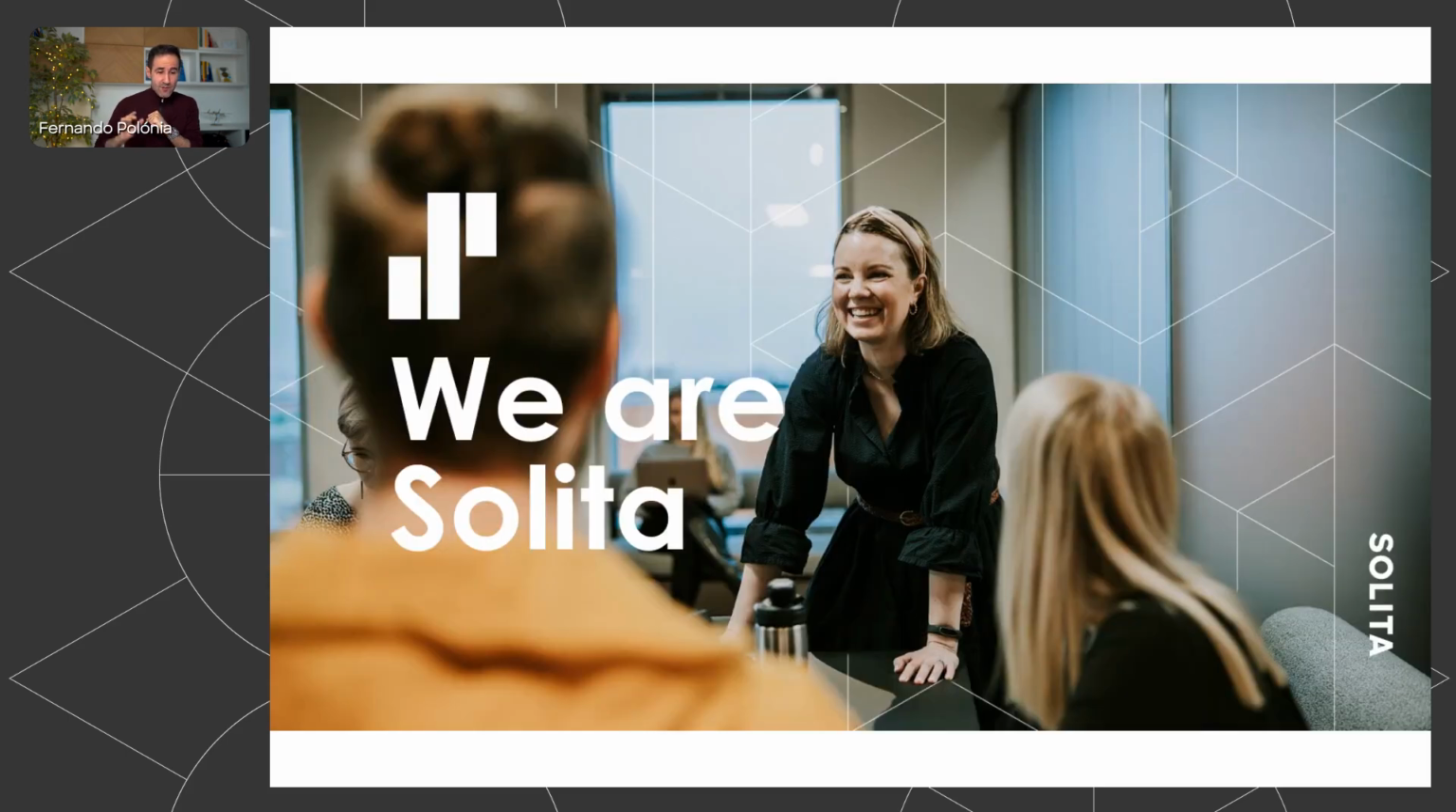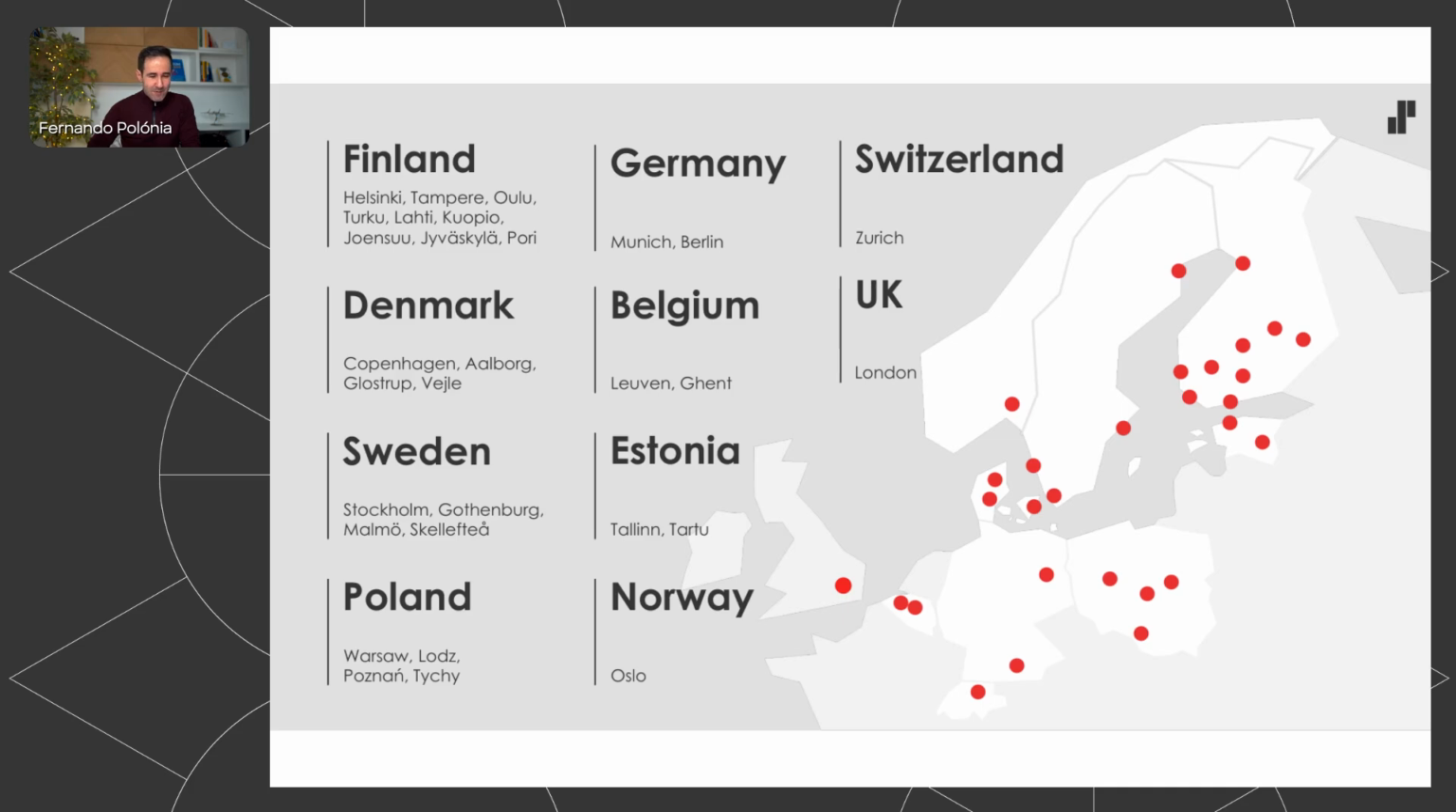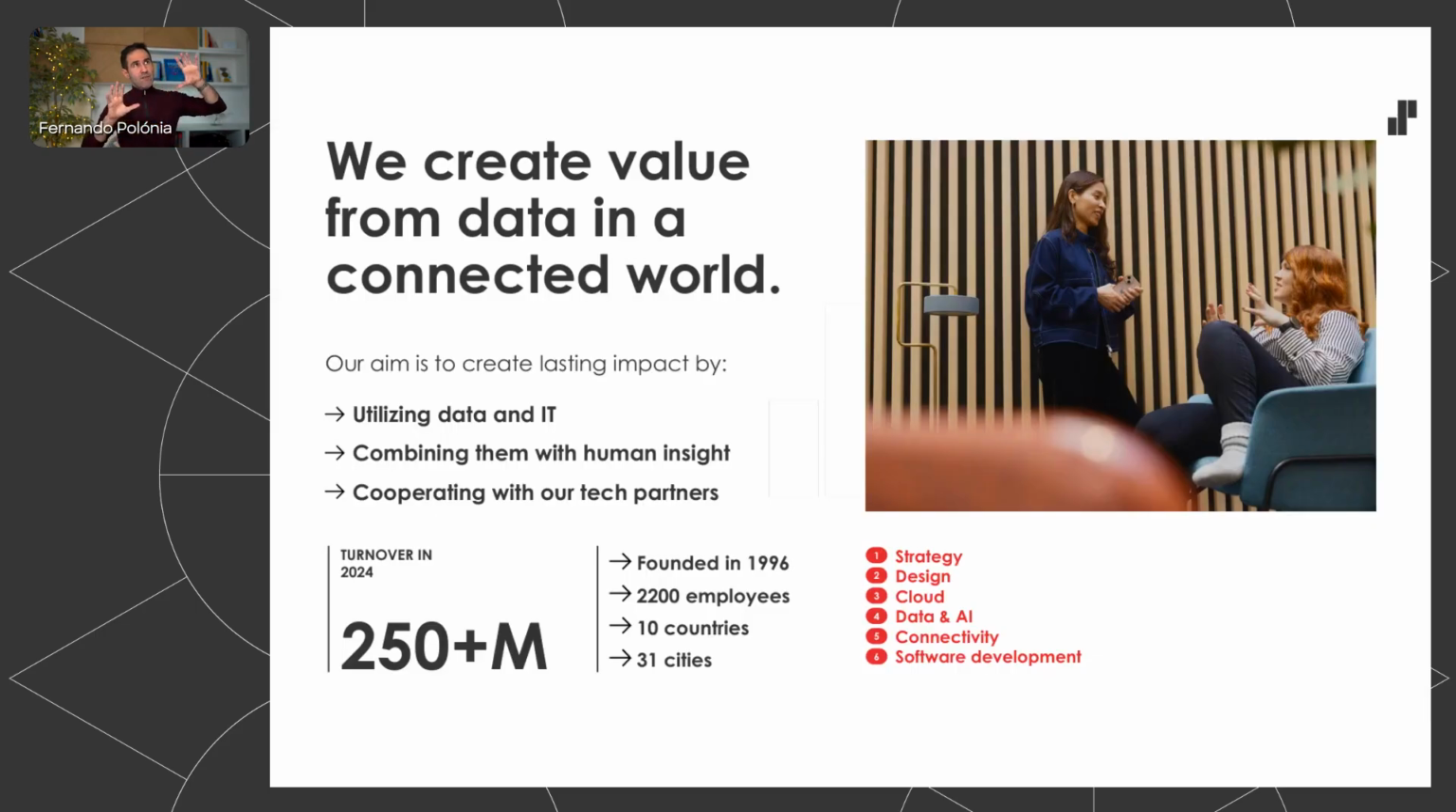Right. So who are we? We are Solita. We are a company that started out in the Nordics, in Finland, and operates in over 10 countries in Europe right now. And you will see that whatever we do is related to data. I tend to say it from the bottom to the top. So you see there the six layers: software development, connectivity, data and AI, cloud, design, strategy. In fact, we were created in 1996, and it's always connected to data. This is the play on words, what we call connected data.